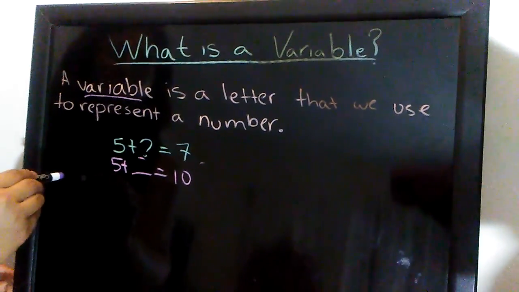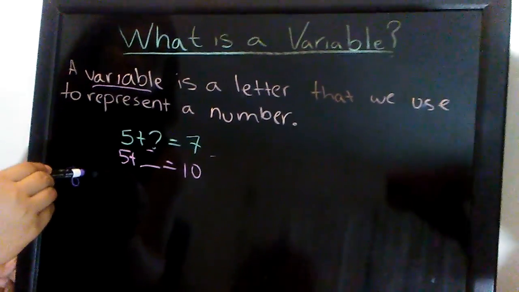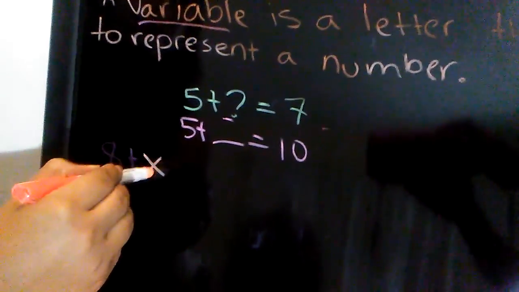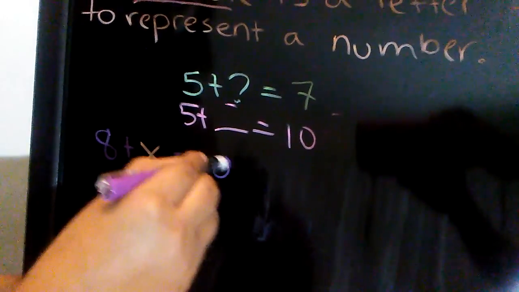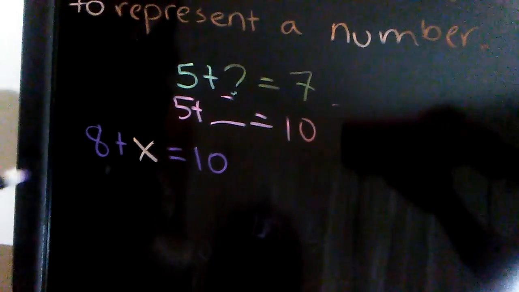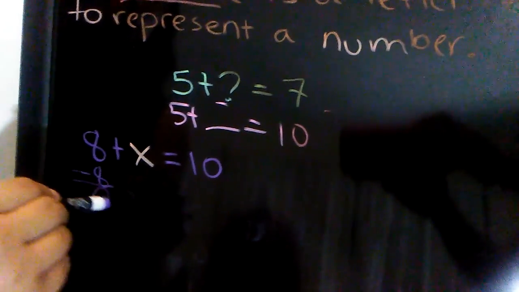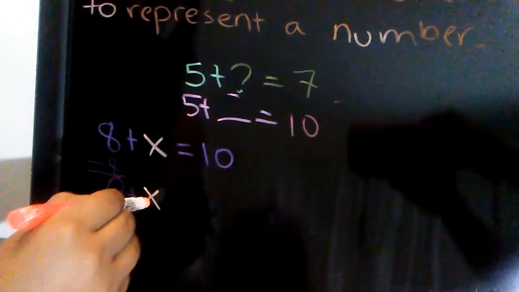Let's try, I've used 5 too many times, so let's try 8. 8 plus x equals 10. Okay, so now what we can do is we can just subtract 8. 8 minus 8 equals 0. And we have the plus x.